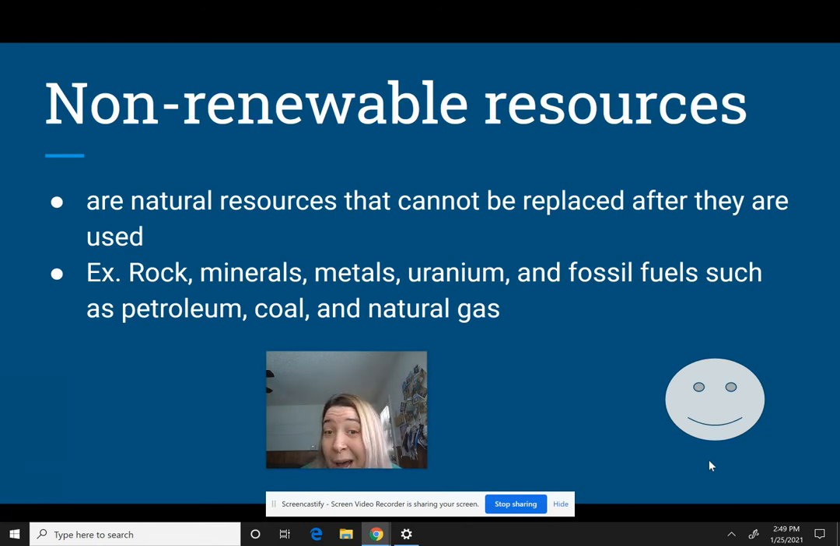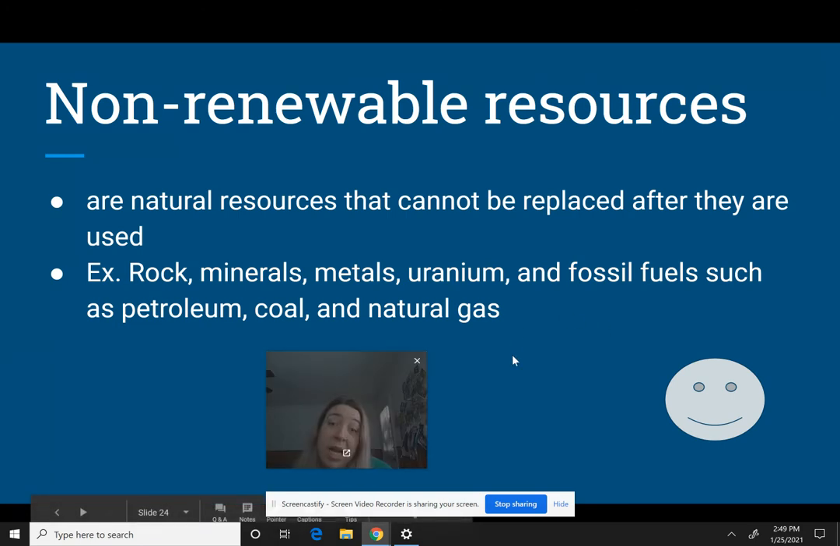Non-renewable resources are the opposite of renewable resources. So yes, they are natural resources, but they cannot be replaced. So rock, mineral, metals, uranium, fossil fuels is the big one that gets us in trouble. So those things are like petroleum, coal, natural gas. Once we use them all, they're gone. They're not coming back. We don't have enough time to wait for them to form again, unfortunately. Remember we talked about the human lifespan? Yeah, that's where it comes in. So, non-renewable resources, not coming back. Renewable resources can come back.